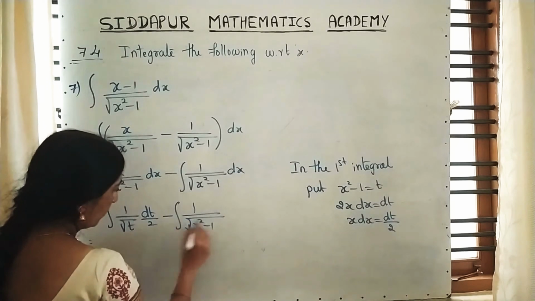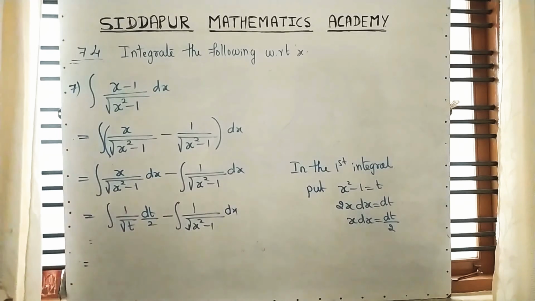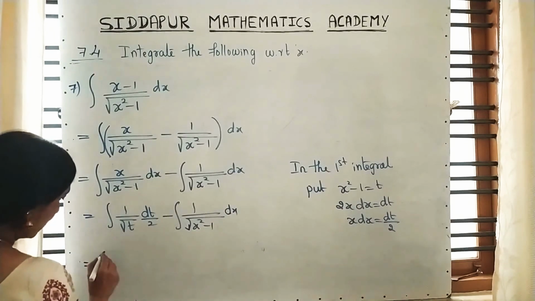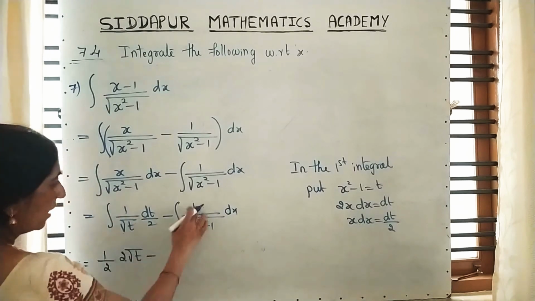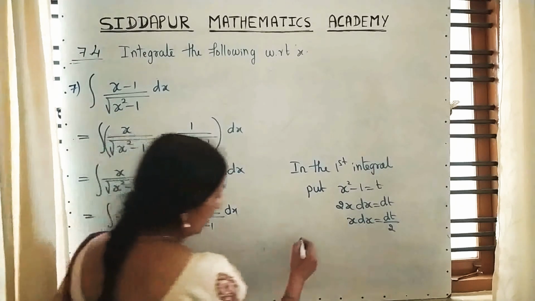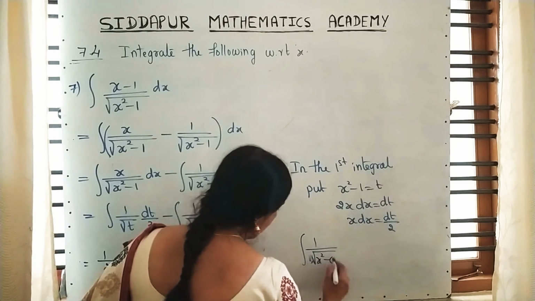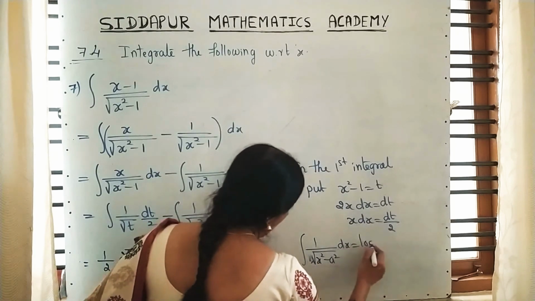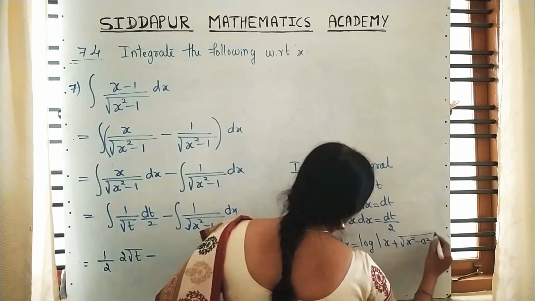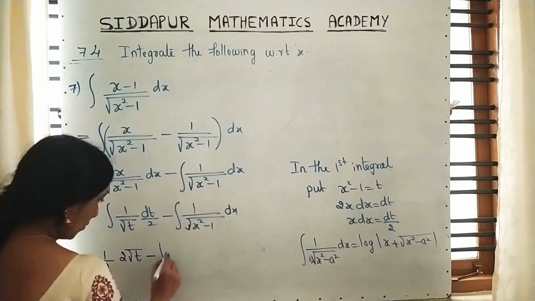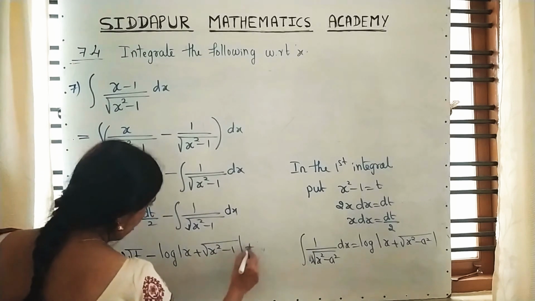x square minus 1, because at the same time I am doing integration for both. Here 1 by 2 is constant. What is the integration of 1 by root t? 2 root t. Have you remembered what is the integration of 1 upon root of x square minus a square? That is log of x plus root of x square minus a square. It is log of x plus root of x square minus 1 plus c.